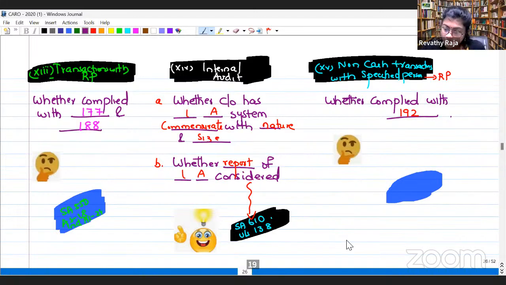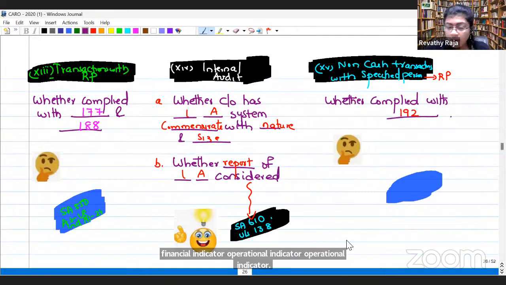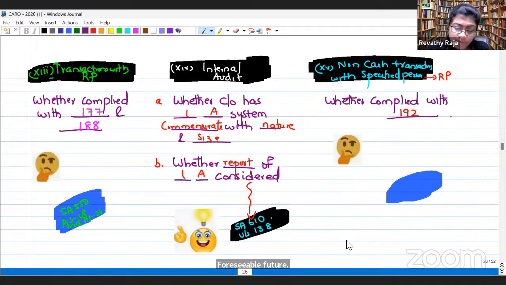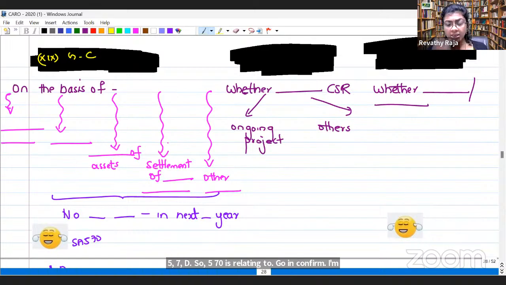19 is one of your favorite SAs. Financial indicator, operational indicator, other indicator. Foreseeable future. Anything came to your mind? Very good, which is SA 570. So 570 relates to going concern. I'm just writing GC. But other than SA 570, something else came to your mind regarding going concern? Material uncertainty on going concern. Something else other than this?